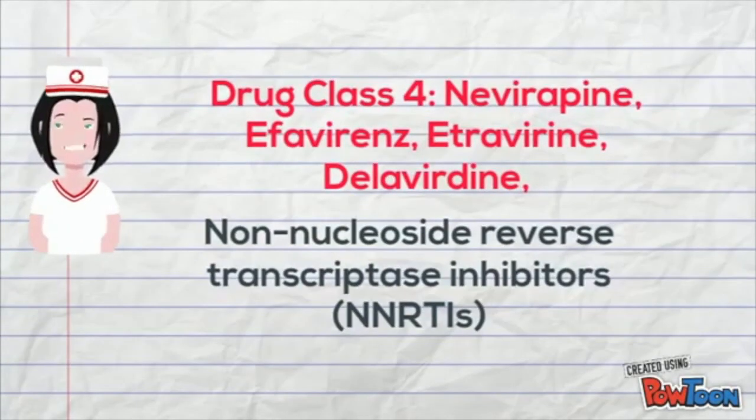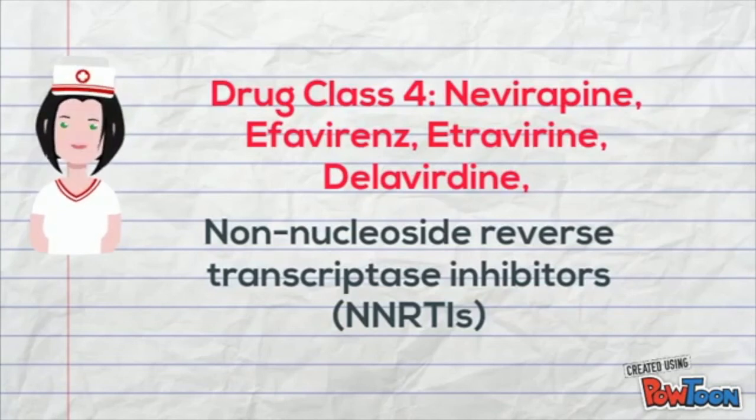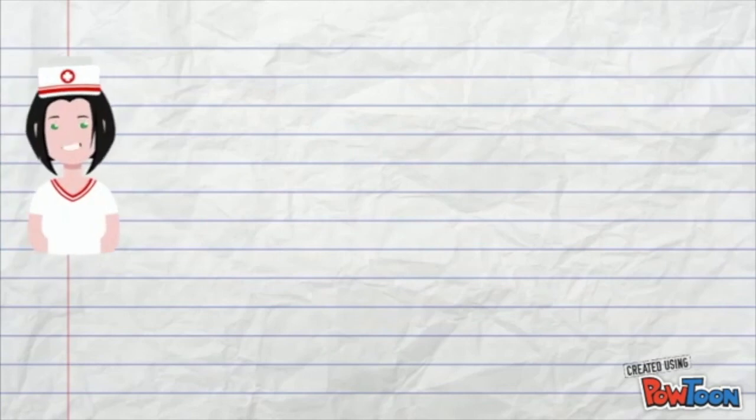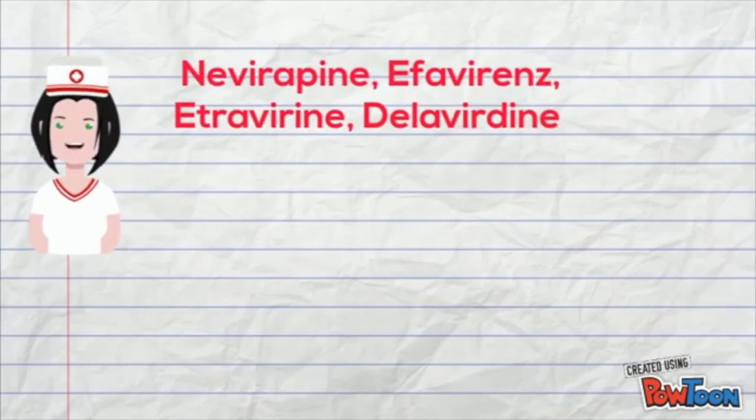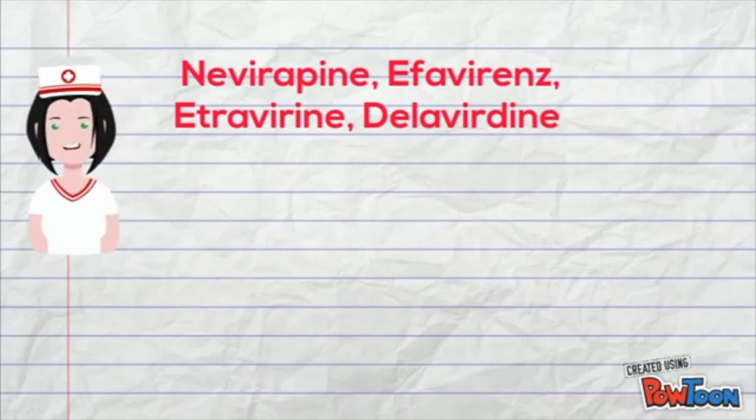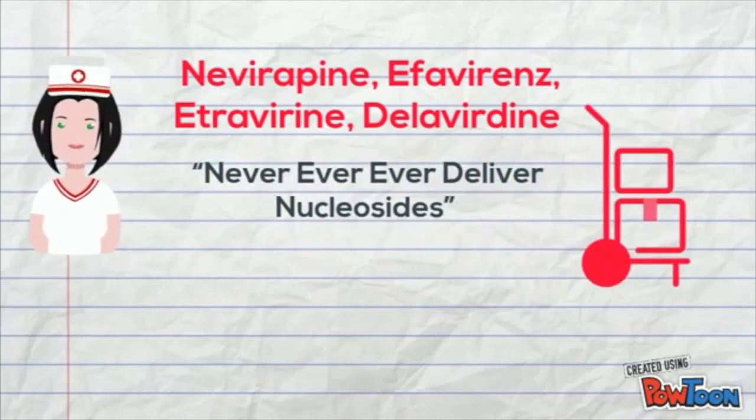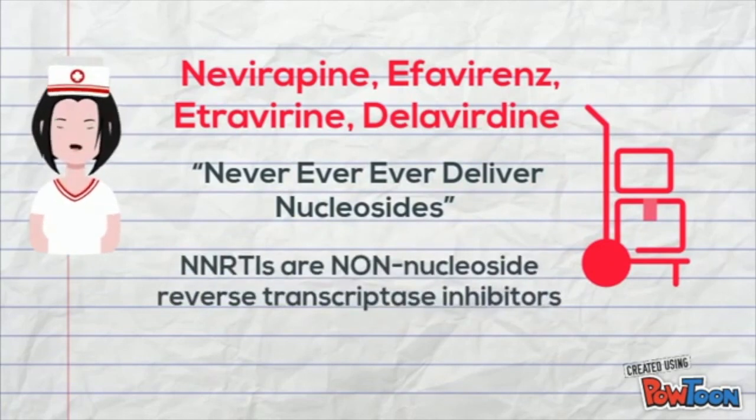Drug class 4, nevirapine, efavirenz, etravirine, delavirdine, non-nucleoside reverse transcriptase inhibitors, and NRTIs. For this drug class, focus on the first letter of each drug name, NEED. Never, ever, ever deliver nucleosides. This is a good way to help you remember that NNRTIs are non-nucleoside reverse transcriptase inhibitors.